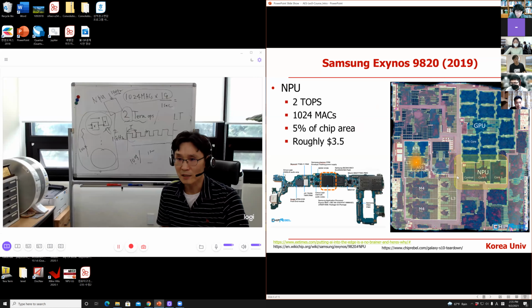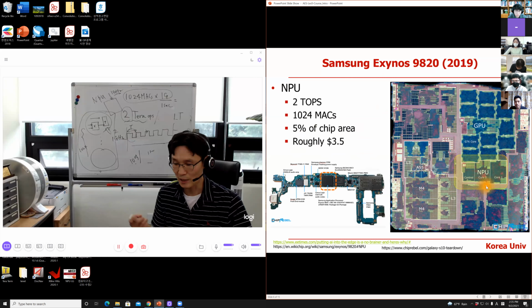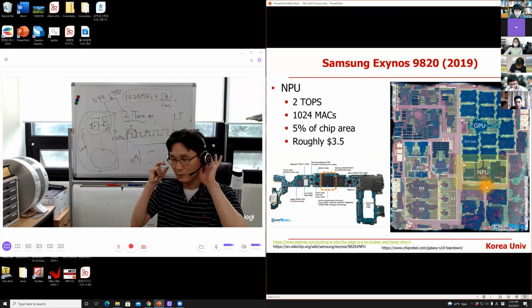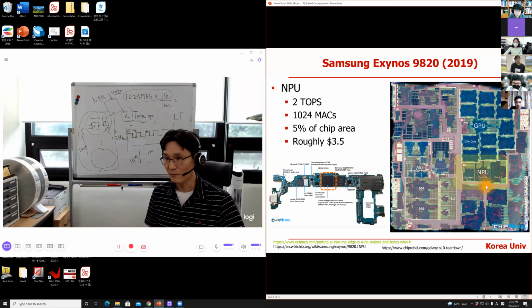And the spec says the NPU is taking 5% of the real estate, the silicon die, of the application processor, and it is costing roughly $3.5. That is the NPU rough specification.